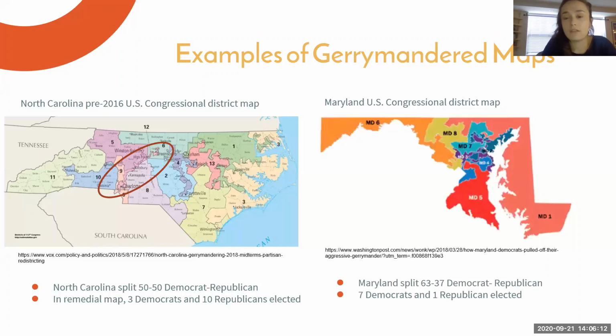Another case that you are probably familiar with is a case in Maryland where Democrats were accused of gerrymandering their congressional map. Maryland is split about 63-37 Democrat-Republican, but this map elected 7 Democrats and 1 Republican. And in particular, Democrats tried to flip a particular district, their congressional District 6, which had historically voted for a Republican, and they flipped it to vote for a Democrat.